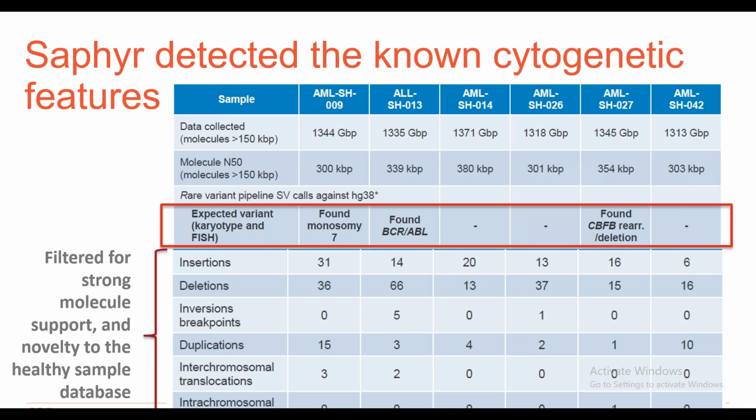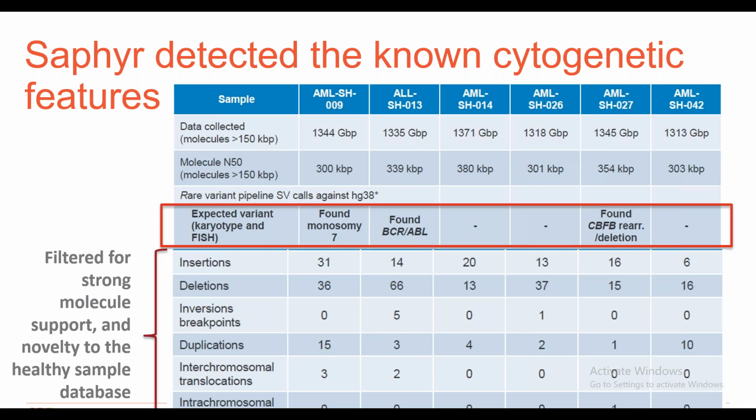And yes, the Sapphire system found all of these, of course, but it also found a lot more. If we look in the bottom, there's at least 60 or 70 different insertions, deletions, duplications in all of these samples. And these have all been filtered for strong molecule support and novelty to the healthy sample database. So these are probably not somatic. These are probably exactly due to the tumors themselves, the cancer itself.